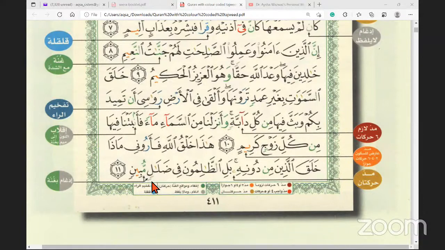What are we doing? Take out the N sound, connect and press. What am I pressing on? You're pressing on the meme right there. So fi dhalalim mubin. All right, take out the N sound, connect and press. Connect with what? Connect with the following letter and then press.